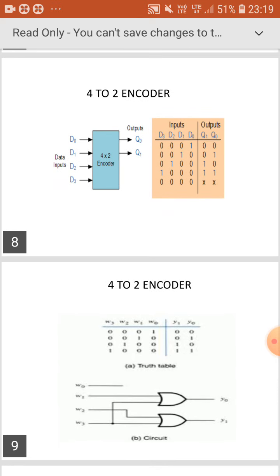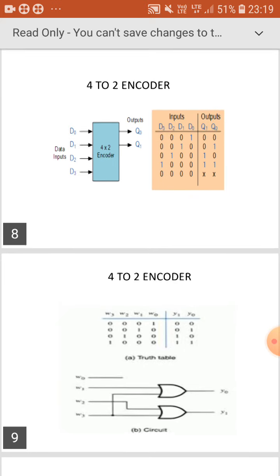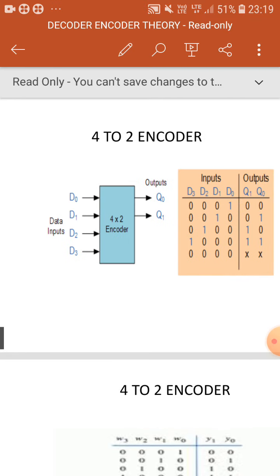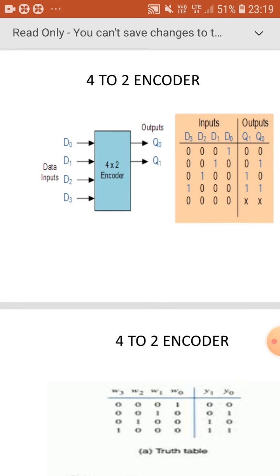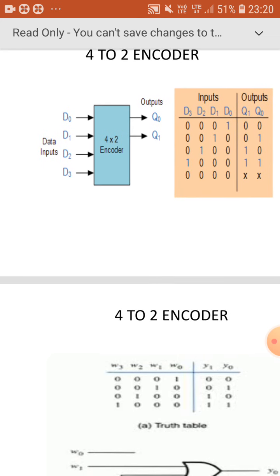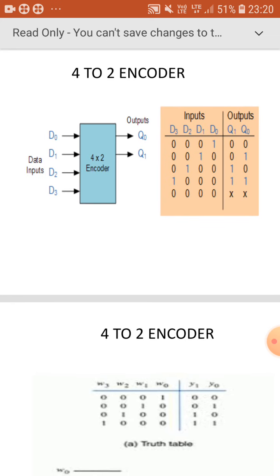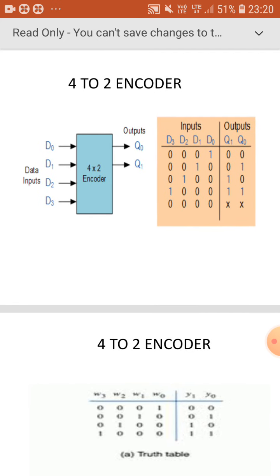Encoder can be 4 to 2 encoder, 8 to 3 encoder and so on. First we can see about 4 to 2 encoder. This is the block diagram for 4 to 2 encoder. In 4 to 2 encoder we have 4 inputs and 2 outputs. In this block diagram D0, D1, D2 and D3 are inputs. Q0 and Q1 are outputs. Q1 is the MSB, Q0 is the LSB.